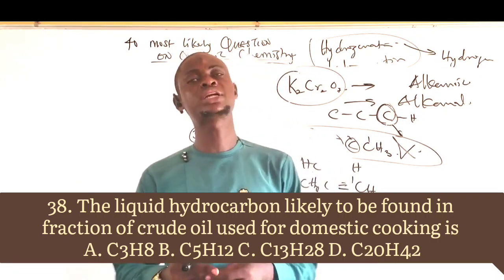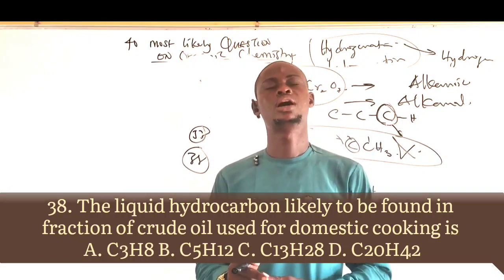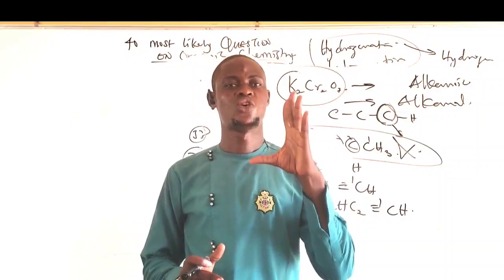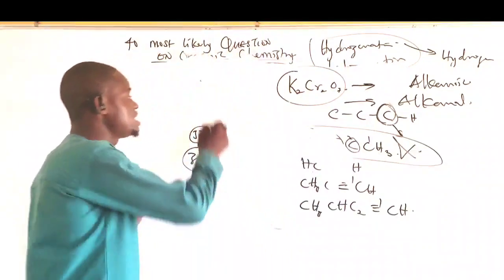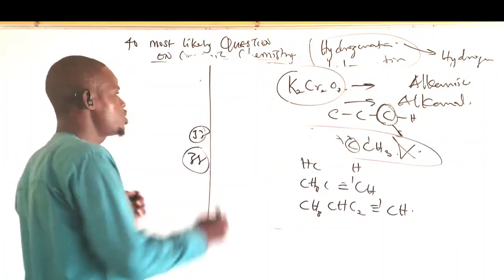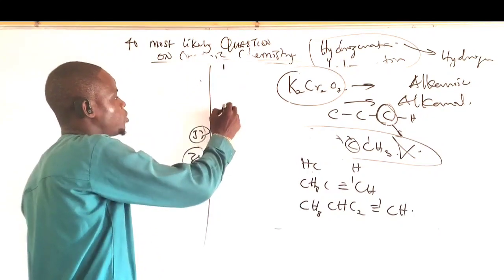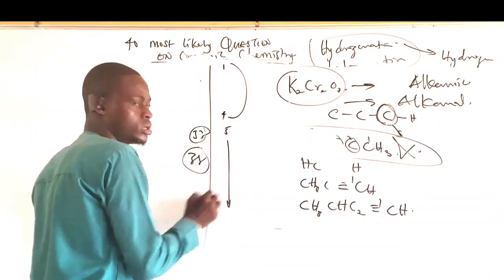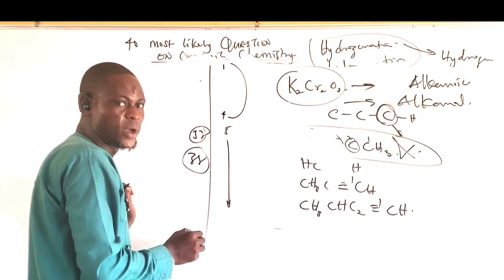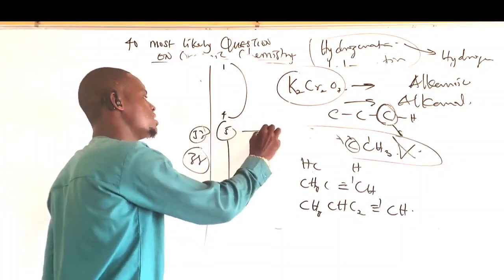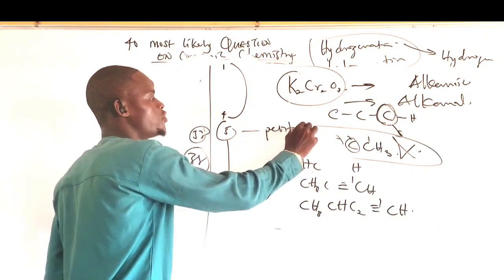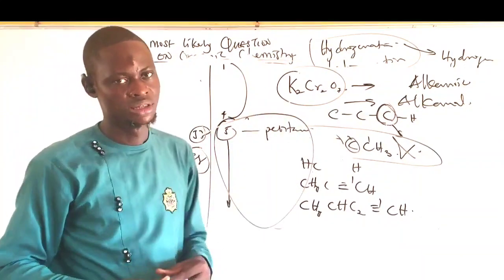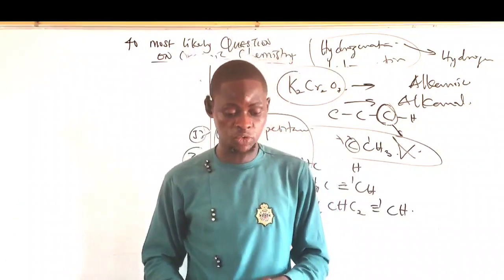The liquid hydrocarbons that we normally use for domestic cooking are alkanes. But the first members, from carbon 1 to carbon 4, are gases. Starting from carbon 5 downwards, they are liquid. Carbon 5 is pentane. So all these ones are liquid and they are majorly used as fuel, domestic fuel for cooking.